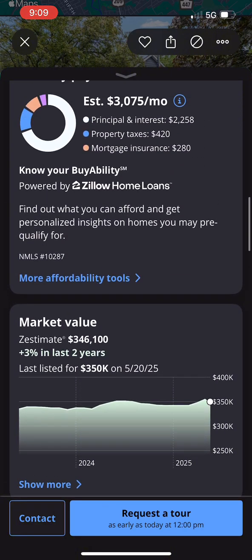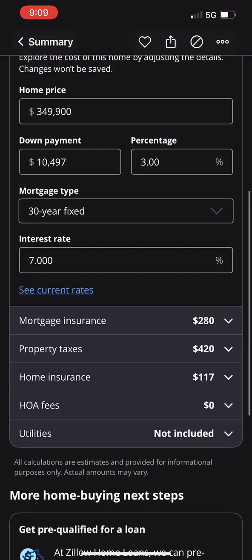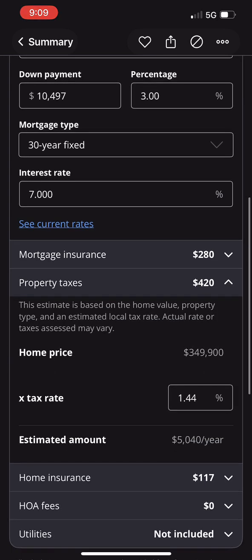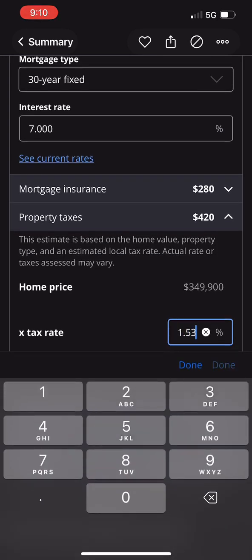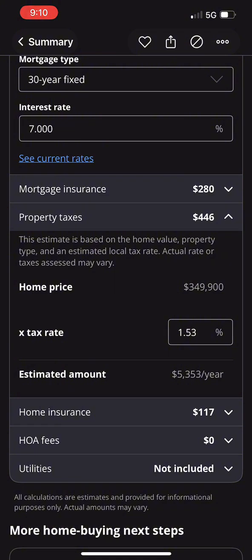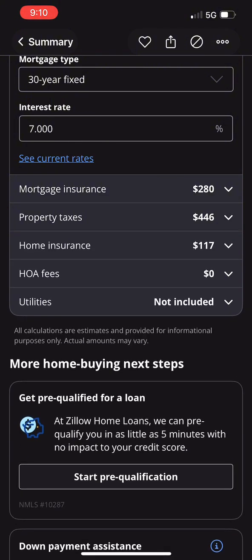$5,368 a year. We'll go back into the mortgage calculator, open up the property taxes. You can see here we're short about $300 a year. Adjust your tax rate until that estimated amount is about where you need to be.